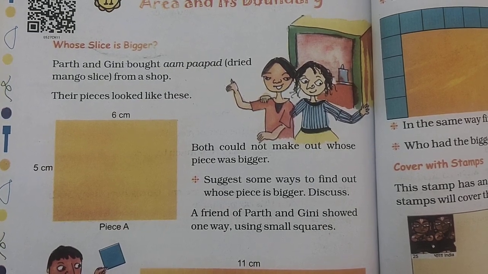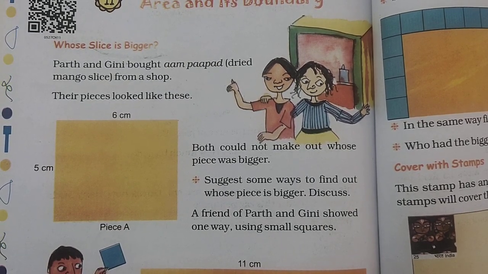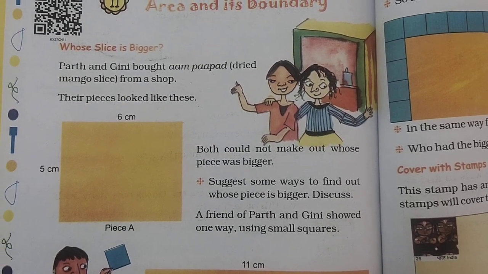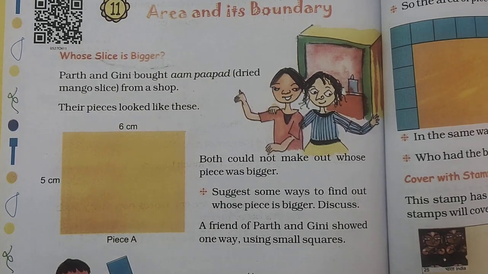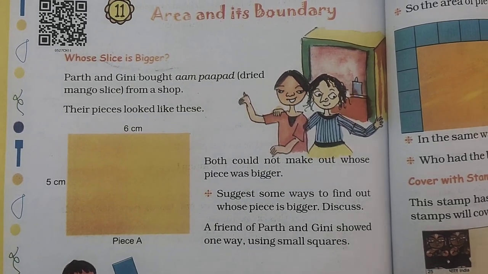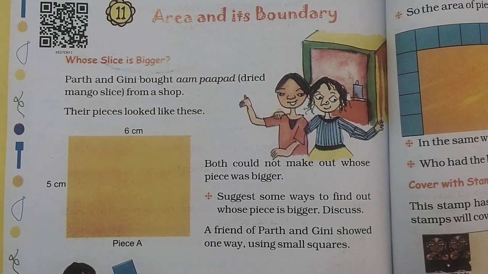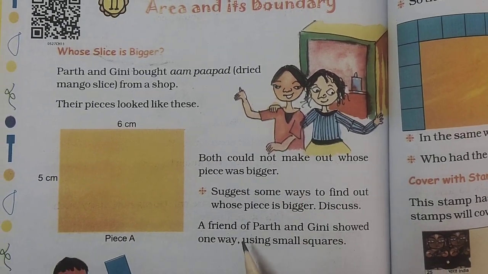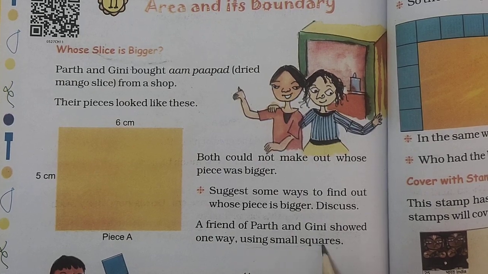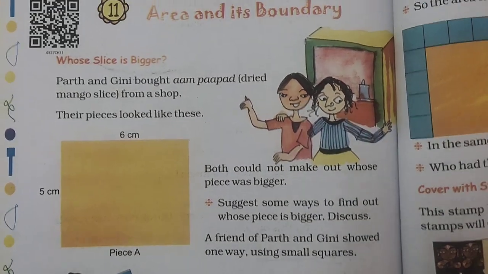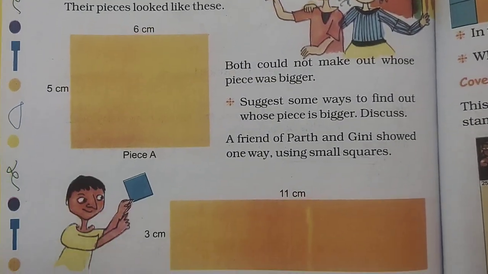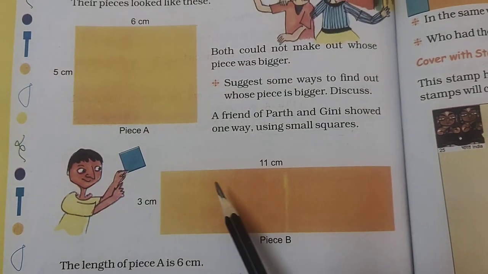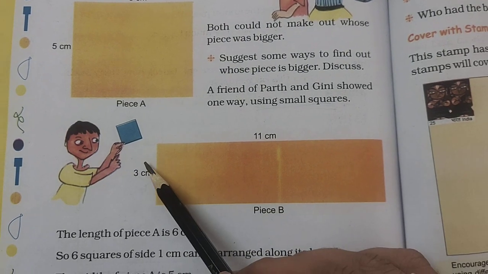A friend of Parth and Ginny showed one way using small squares. One of their friends had shown them an idea. How can they measure the am papad piece and find whose piece is bigger? The way was using small squares. Now let's see. Here another piece is there. Now what is the slide telling us?